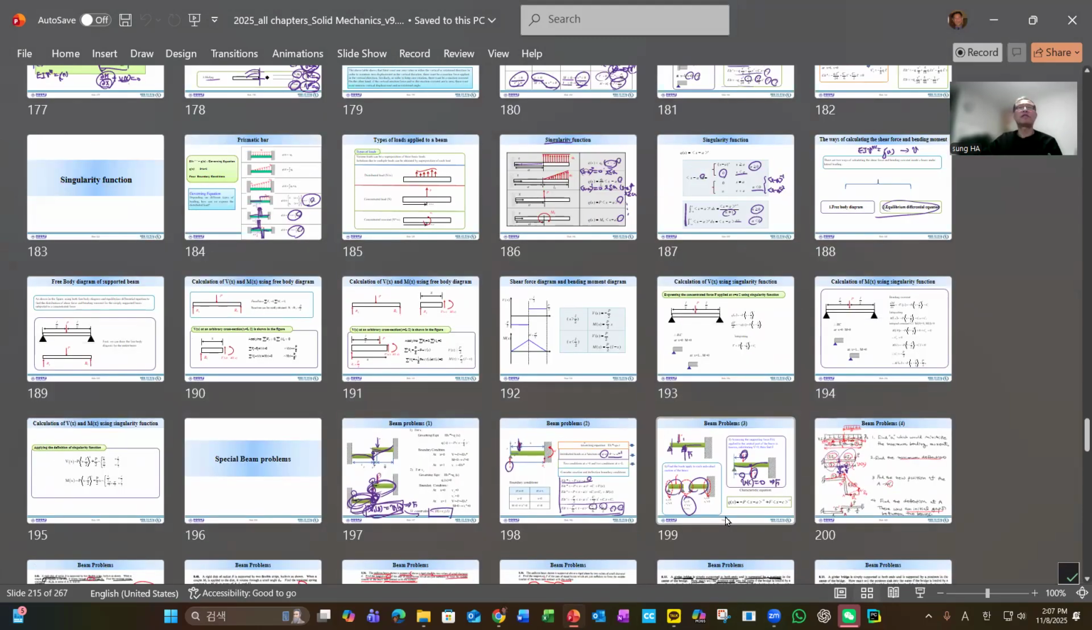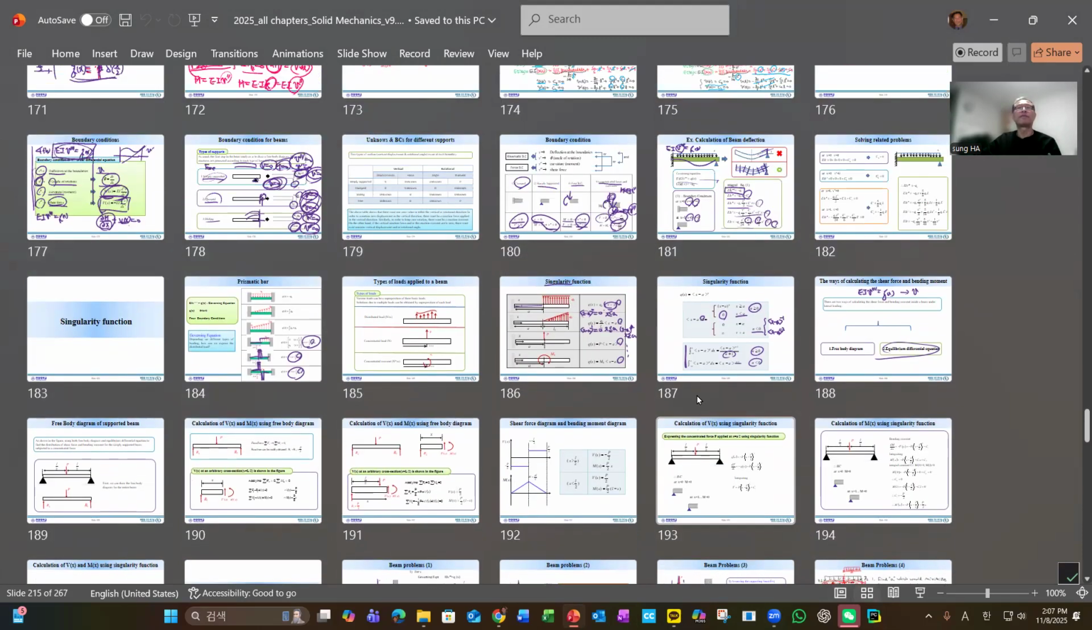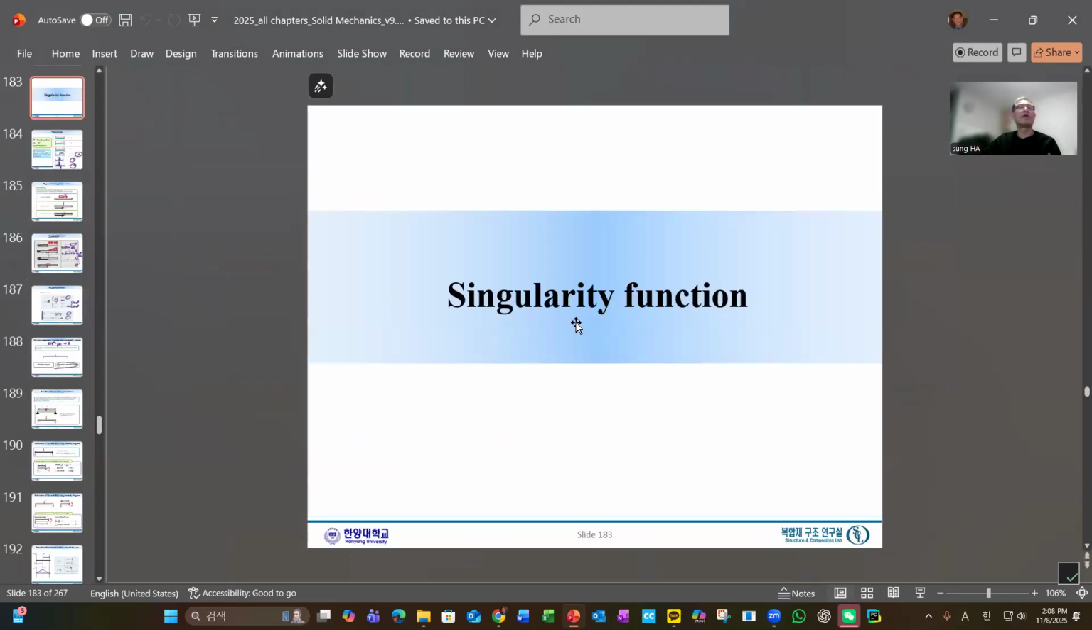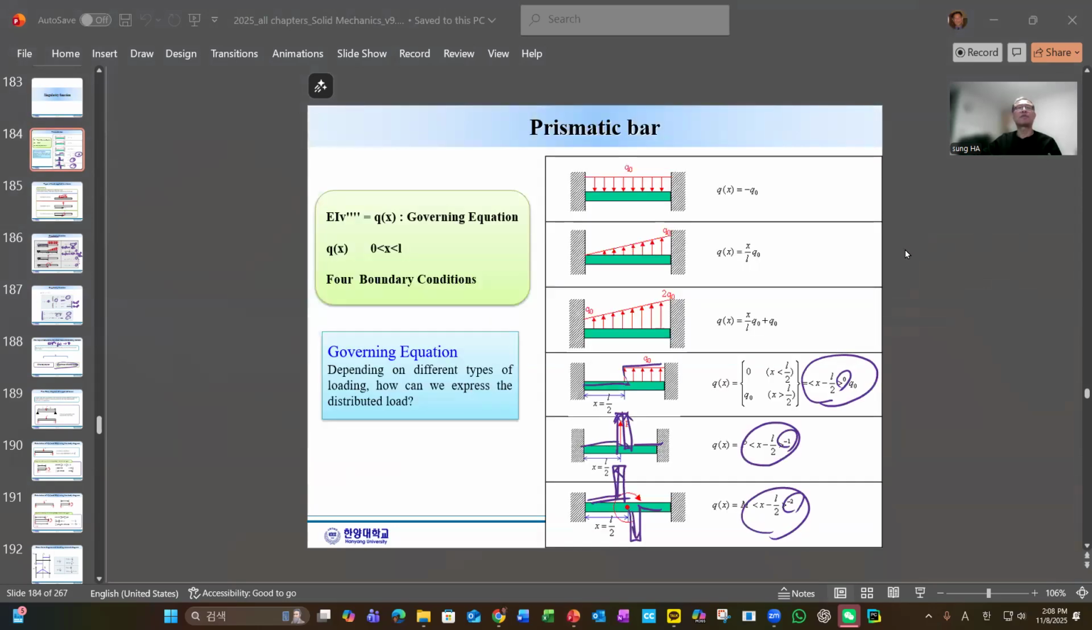Actually, the singularity function is something we already studied in the previous chapter. Here is the singularity function. The reason why we are using the singularity function, well, sounds too much mathematical, but it is about how to express a non-continuous function.